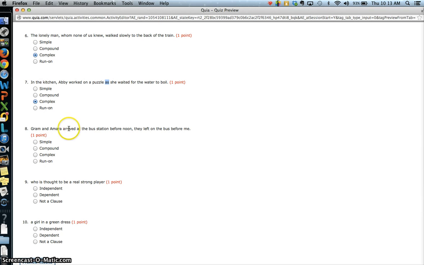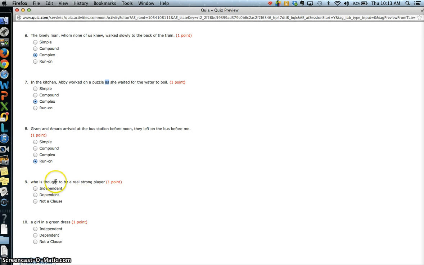Graham and Amara arrived at the bus station before noon. They left on the bus before me. Independent clause, independent clause, separated by a comma. That's a comma splice, which is a form of a run-on sentence.